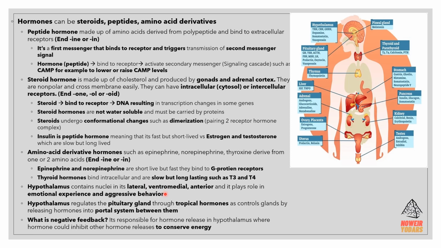The hypothalamus also regulates the pituitary gland through tropic hormones and controls the glands by releasing hormones into the portal system between them. So we're going to be also speaking about what negative feedback is, right? And it is basically responsible for hormone release in the hypothalamus, where a hormone can inhibit other hormones to conserve energy. We'll be speaking about that very shortly.